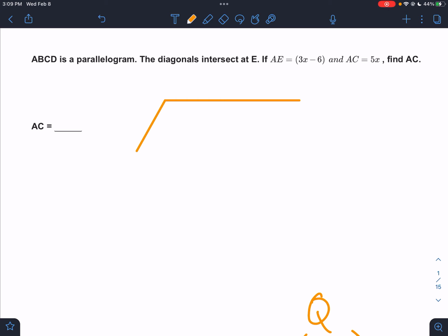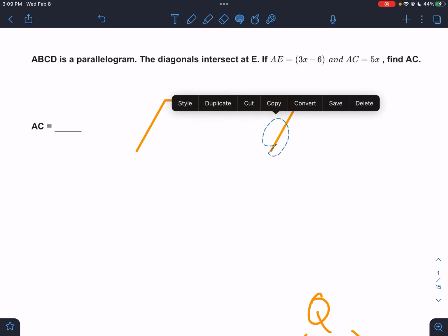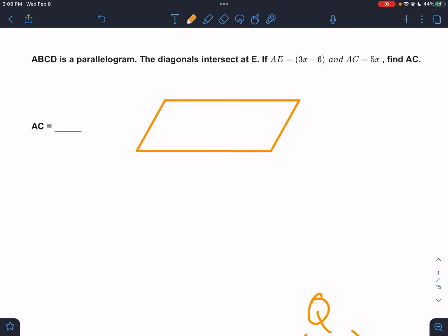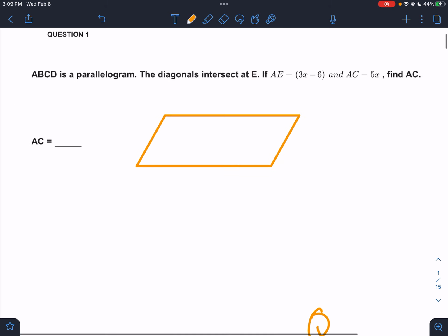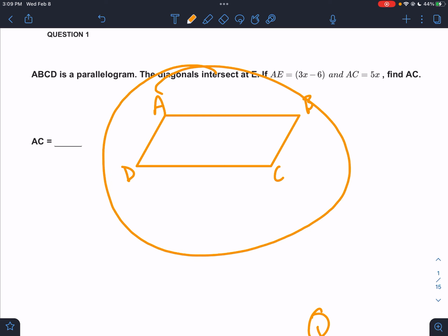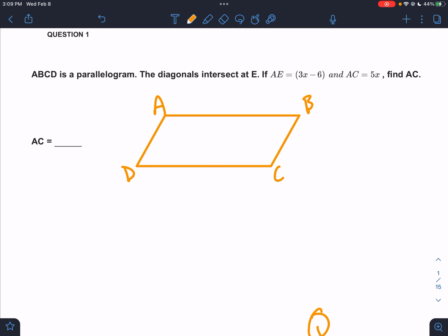I don't know if Schoology makes good parallelograms, but here we go. And if it's called ABCD, it doesn't matter where I start, but you do have to go to consecutive corners. So you cannot crisscross the shape. You can go clockwise or counterclockwise when you name shapes. The diagonals intersect at E. So we have a parallelogram where the diagonals intersect at E.